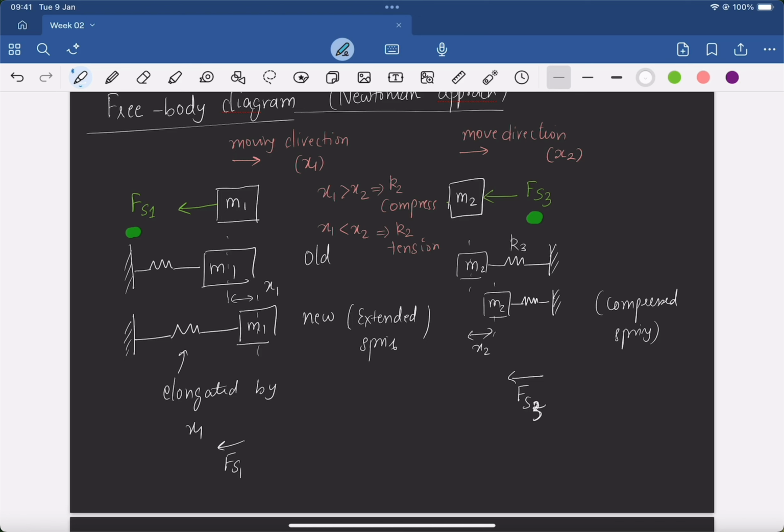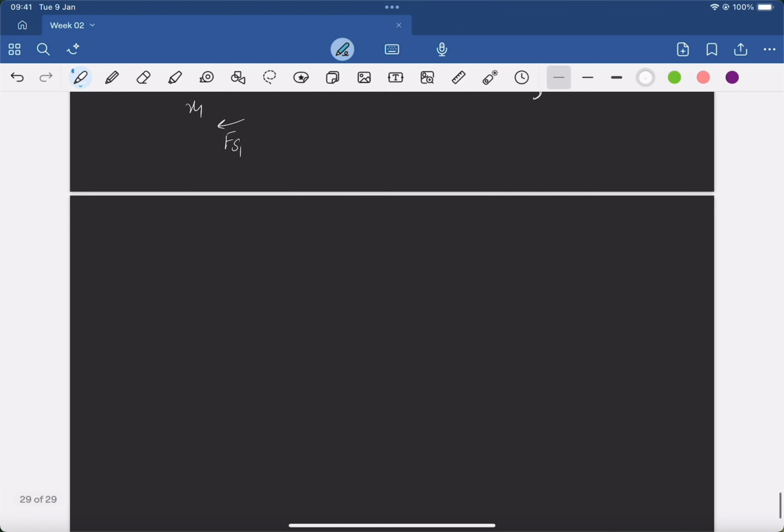That means the spring is compressed. So let's assume x1 is greater than x2. That means spring K2 is compressed.